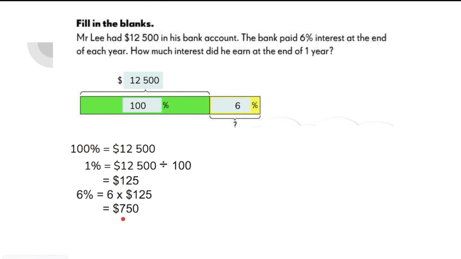Do you remember how to check your answer? There's a quicker way. If you want to get 6% of 12,500, we just need to express 6% by 100. So it's the same as 6 over 100 times 12,500. And you will still get the same amount of $750.